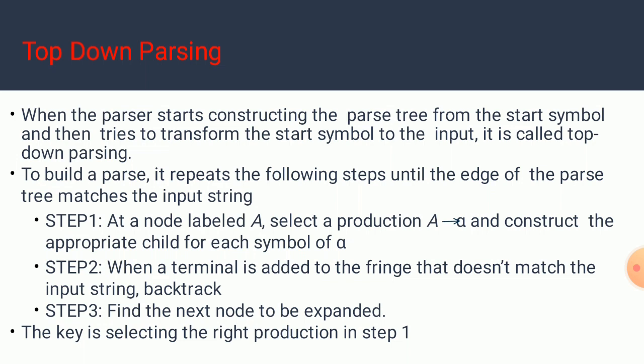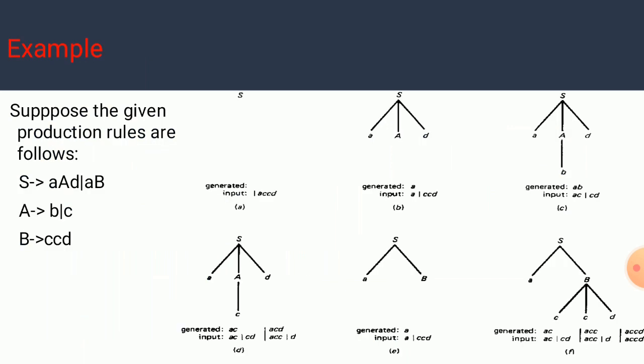Step three is to find the next node to be expanded. The key is selecting the right productions in step 1. Step 1 is used to produce, again and again, the various appropriate children from the given production rules. Here we see an example of how we apply top-down parsing.